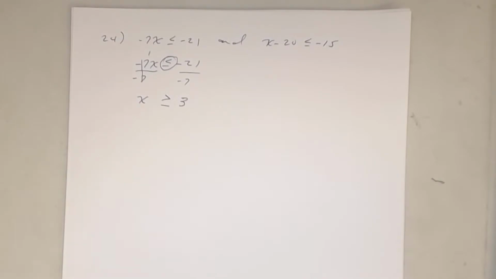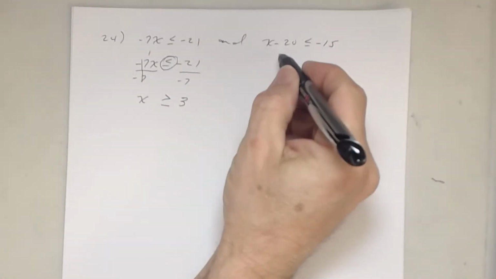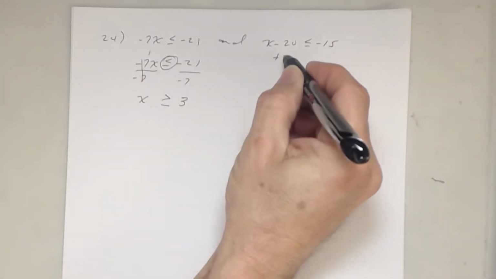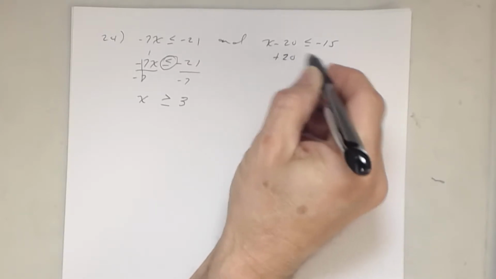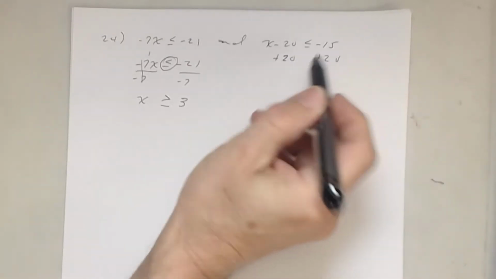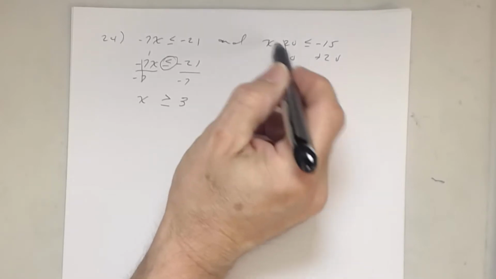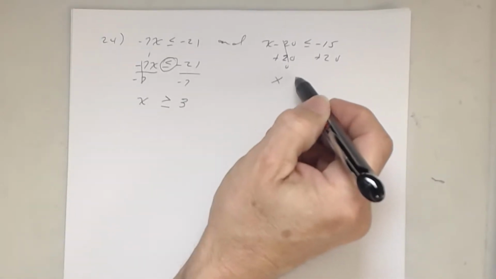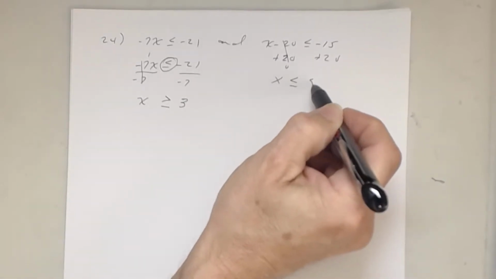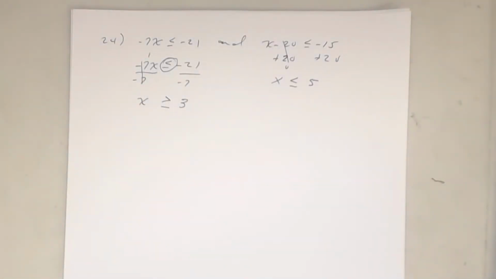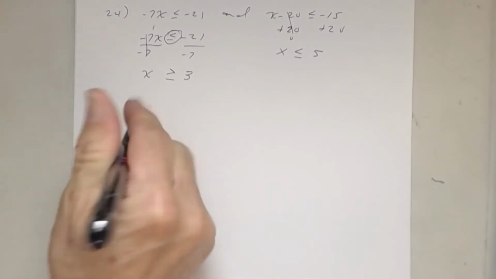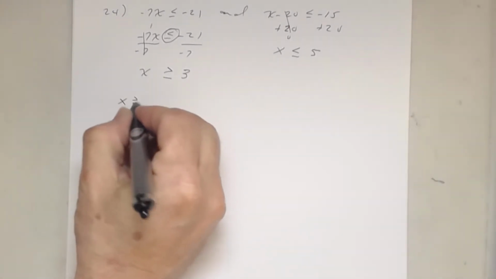All right, the next one, how do you get x by itself? Add 20, right? Add 20. Negative 20 and 20 is 0, so you get x is less than or equal to 5. All right. So then you're going to graph each one individually. So let's do the first one. x is greater than or equal to 3.